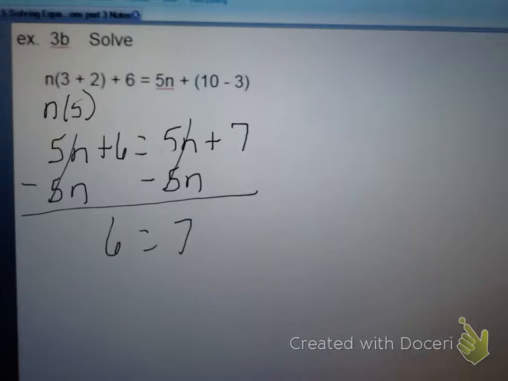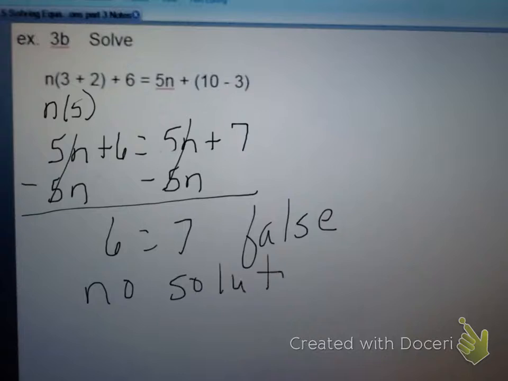Is this a true or false statement? That is a false statement. Therefore, the answer is no solution. An abbreviation for that is a 0 and a line through it. What that means is we can give me any number to plug in for n, and when you plug it in, the left side will never equal the right side.